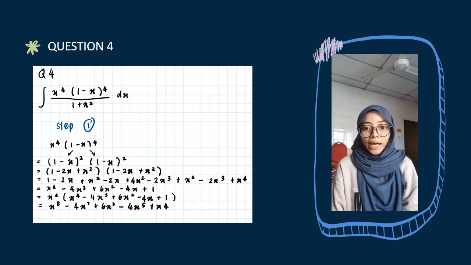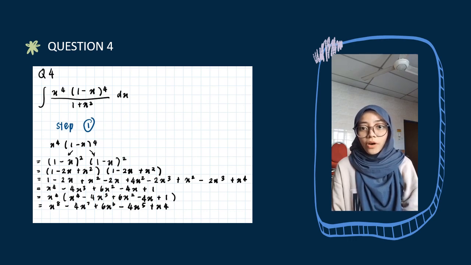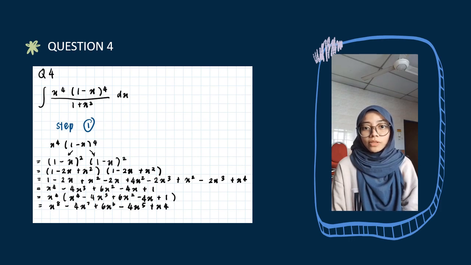Simplify the equation, where we get x to the power of 4 minus 4x to the power of 3 plus 6x to the power of 2 minus 4x plus 1. Next, we expand the expression that we will get with x to the power of 4. The final answer for this step is x to the power of 8 minus 4x to the power of 7 plus 6x to the power of 6 minus 4x to the power of 5 plus x to the power of 4.